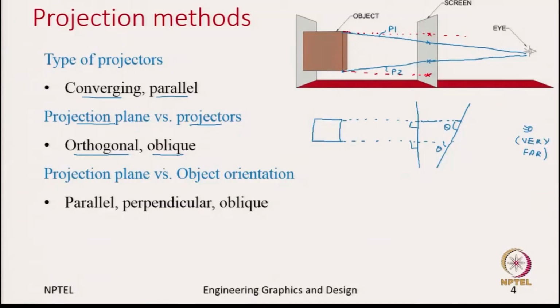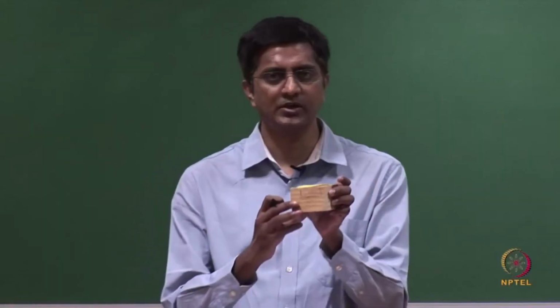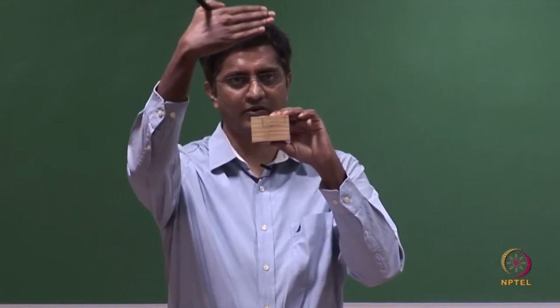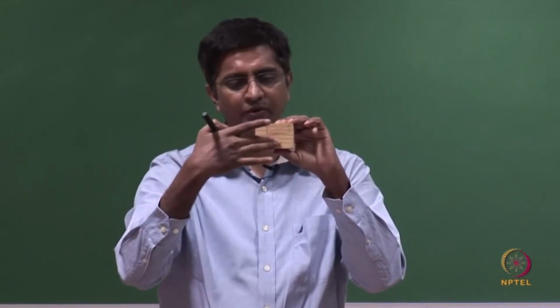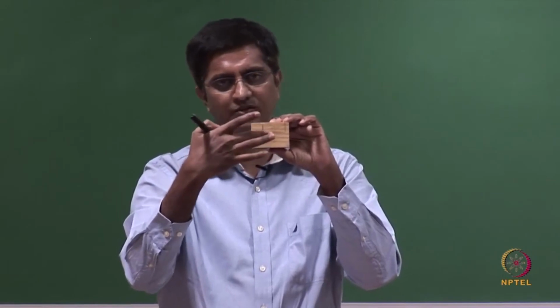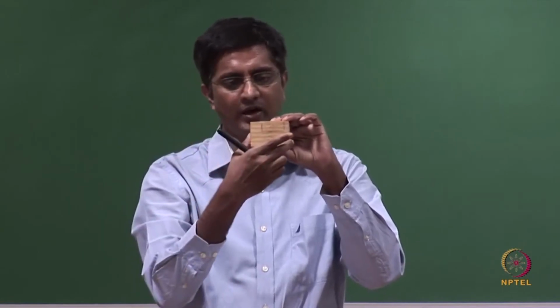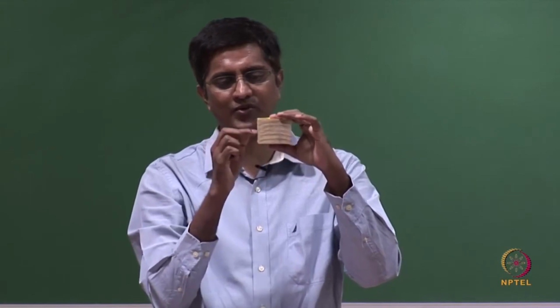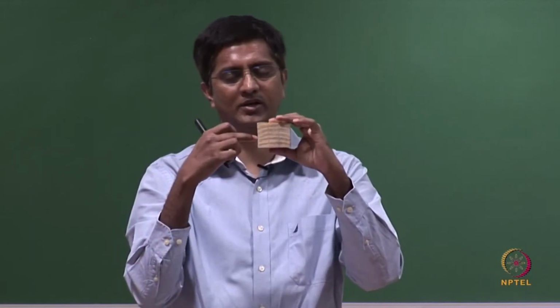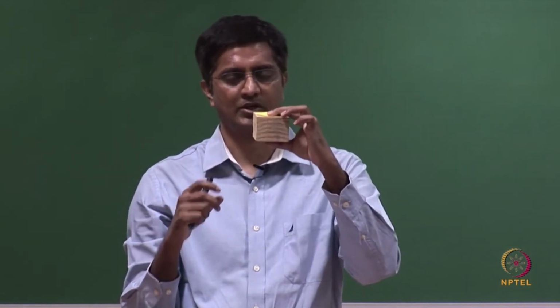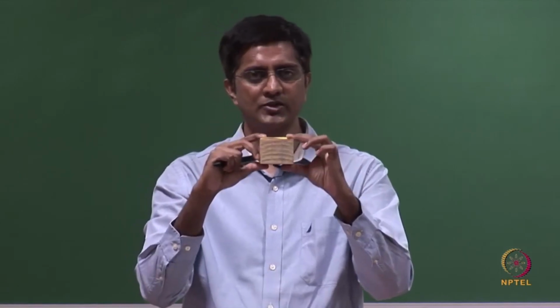Another category is how you orient the projection plane and the object. Let us say this is the object, and you are looking from the front. We said that we have a projection plane in between, and if we are only focusing on this face of the cube, then the projection plane and this face are parallel. Now let us say I rotate the cube; the same face which was initially parallel is now perpendicular. So, what I have done is change the orientation of the object, and I am free to orient this object in any other fashion.